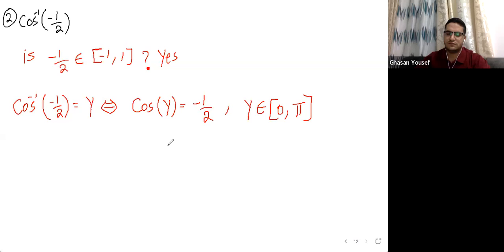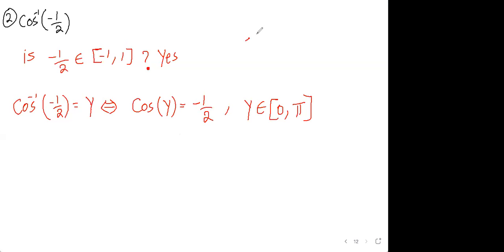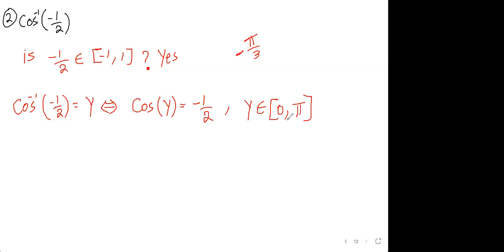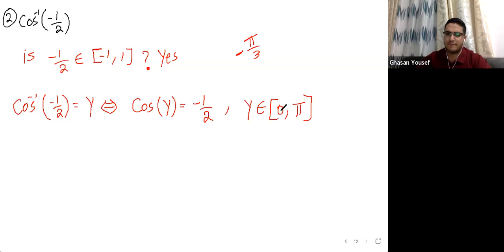I want to say negative pi over 3. But the angle must be from 0 to pi, without negative. Minus pi over 3 does not belong to this interval. From 0 to pi, you need an angle.